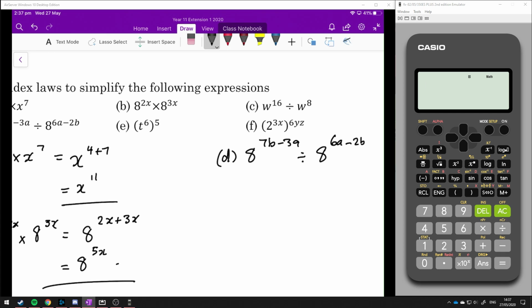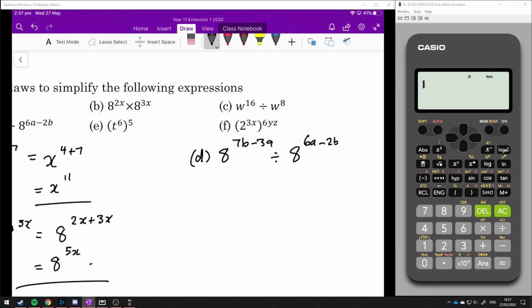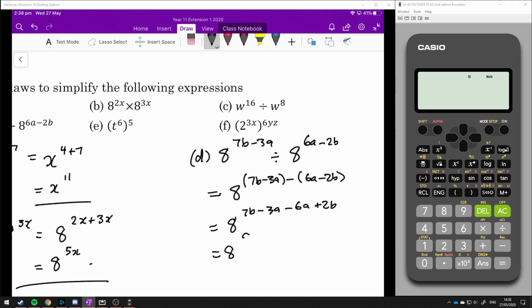Now, because we're dividing them, it's going to do the same thing as per normal, and we're just going to subtract the power. So this becomes 8 to the power of (7b minus 3a) minus (6a minus 2b). The reason I'm putting them in brackets is because when I subtract, I'm subtracting all of the second one, so it's going to be 6a plus 2b. So this is equal to 8 to the power of, 7b plus 2b is 9b, minus 3a minus 6a is minus 9a, okay?